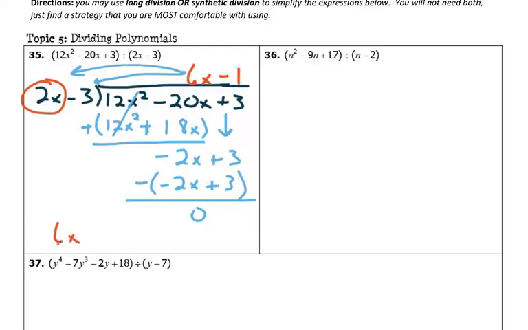If there was a remainder, remember what we would do? We'd put the remainder over top of the binomial 2x minus 3. But 6x minus 1 is our final answer.